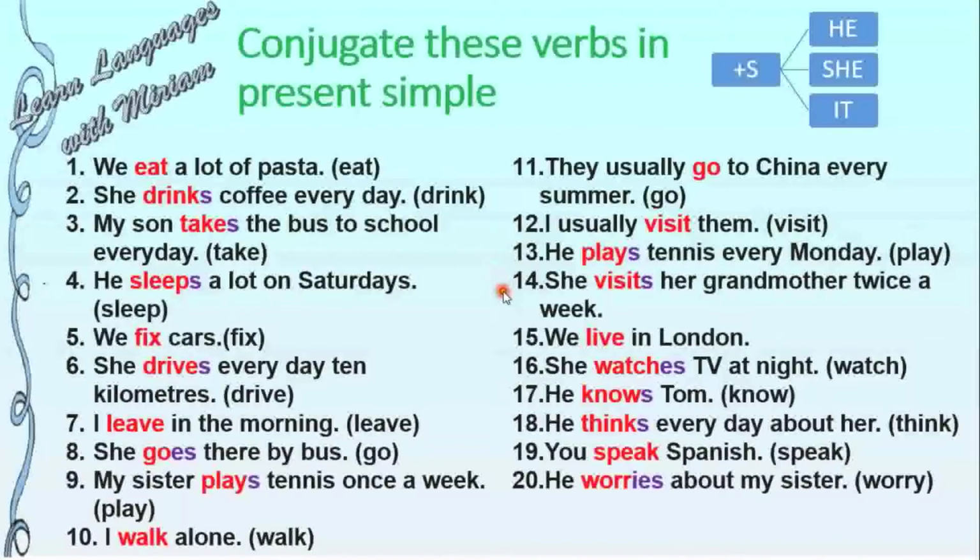14. She visits her grandmother twice a week. Only an s. We live in London. 16. She watches TV at night. When the verb ends in ch, we add es. She watches.